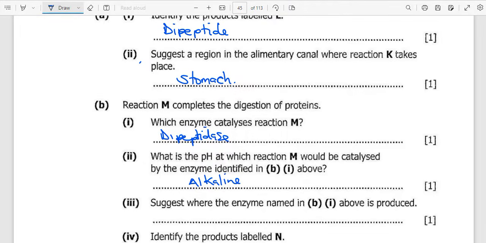Suggest where the enzyme named in B1 above is produced. So it is produced in the jejunum.